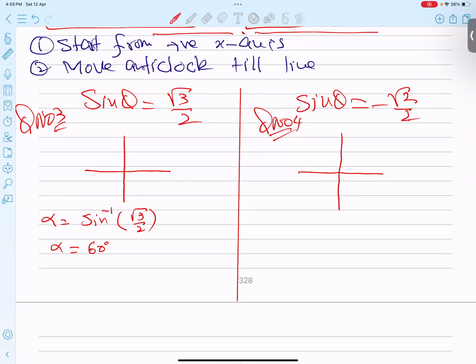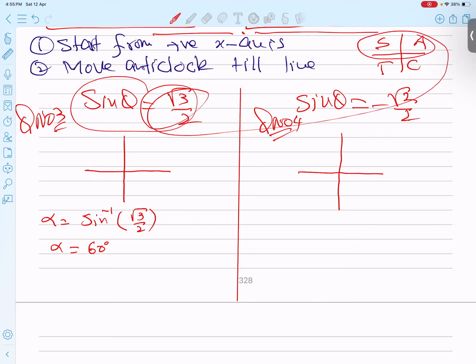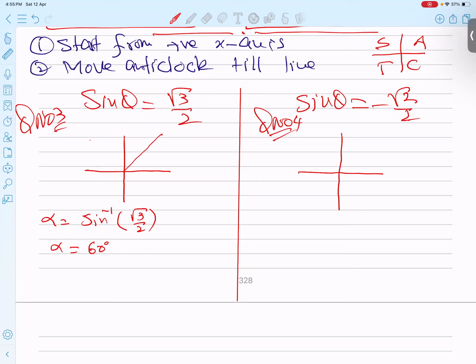And you will make two lines. If you don't know them, then make a cross here. I request as a teacher, every time make a cross and write CAST. It tells very clearly: sine is positive in which two quadrants? Sine is positive in the first and second quadrant. So I will make one line here and one line here.